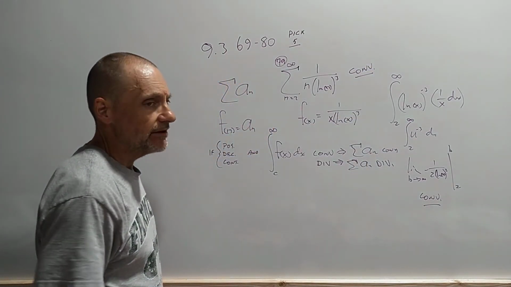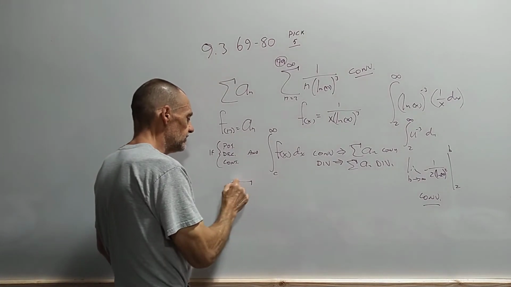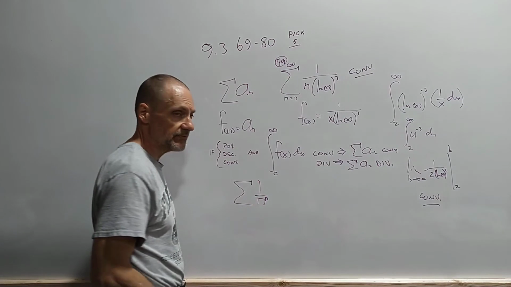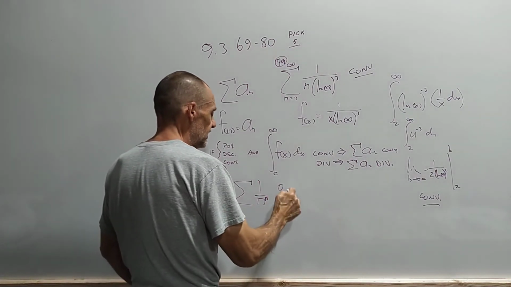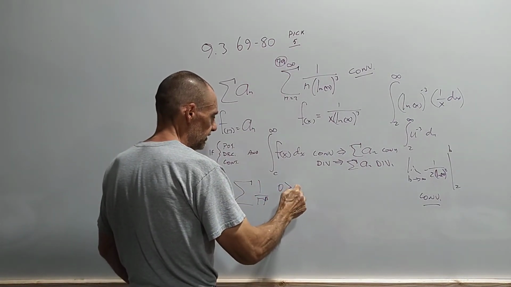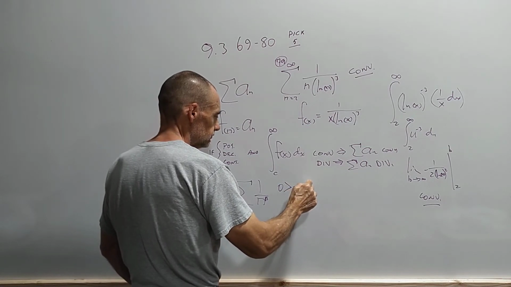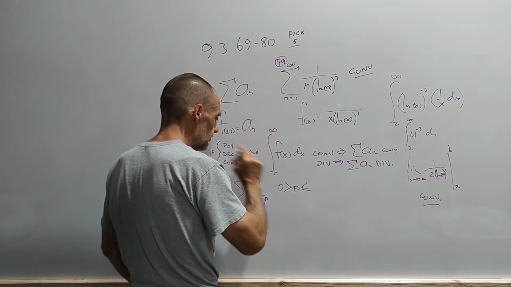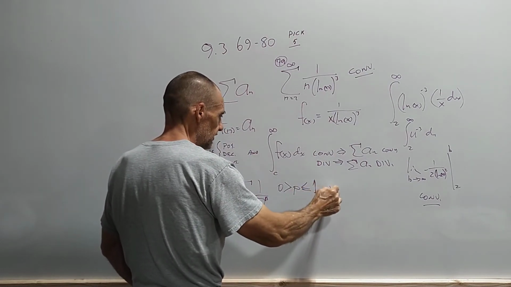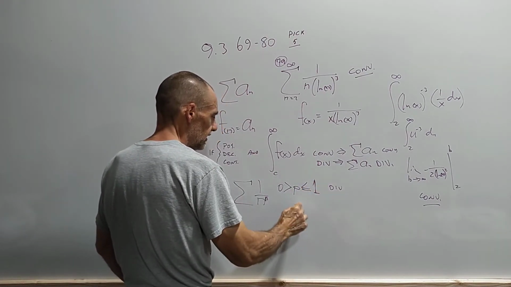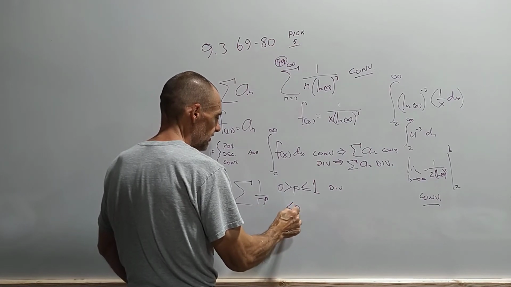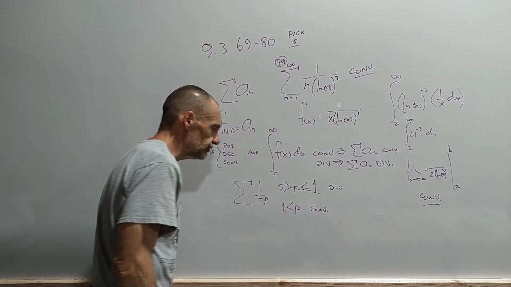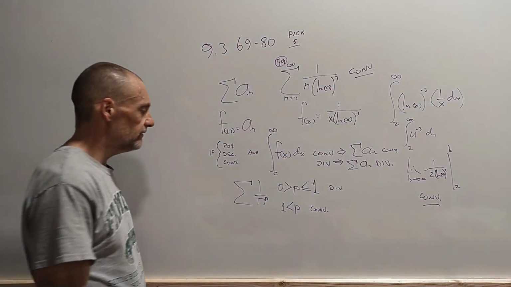The other thing that's covered in here is the p-series, okay? The p-series looks like this. P is the exponent, okay? And if p is less than or equal to 1, then this thing is going to diverge, okay? And if p is greater than 1, then it will converge, okay? So these are pretty straightforward. Look at a few examples in the book.